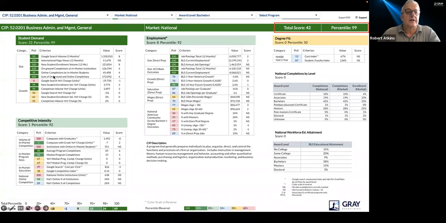Dark green, lots of dark green. I know it's big. A whole bunch of blue here means a lot of these metrics are kind of around average. And then my eye comes down here to competition. I see there's quite a bit of it, and that would worry me.